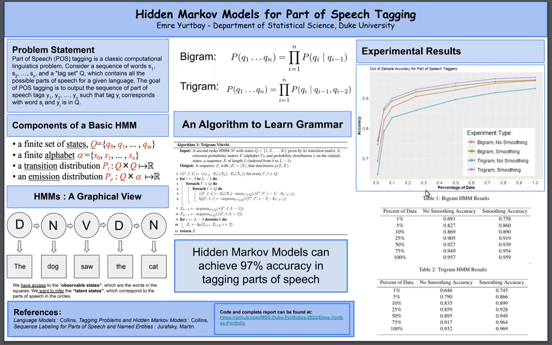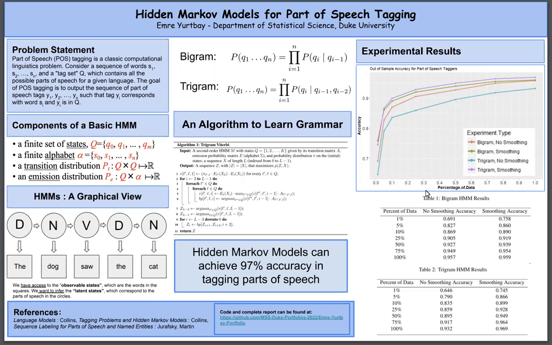Now I'll talk a bit about the components of HMMs. So the first component is Q. That's the set of hidden states. These states are the different parts of speech of the English language. So for instance, Q will contain verbs, adjectives, determiners, and so on. The next is a finite alphabet, which we'll call alpha, and that's the set of words in the English language.